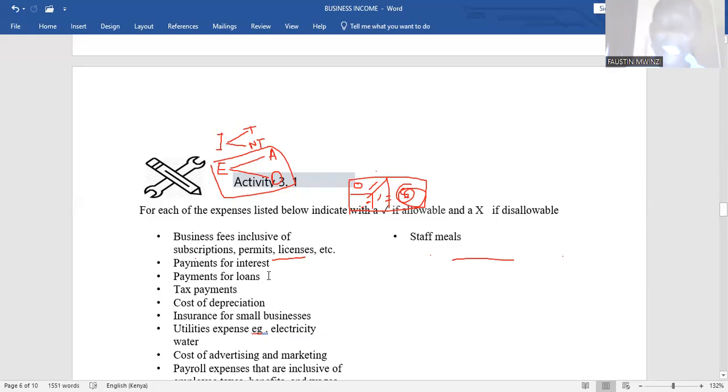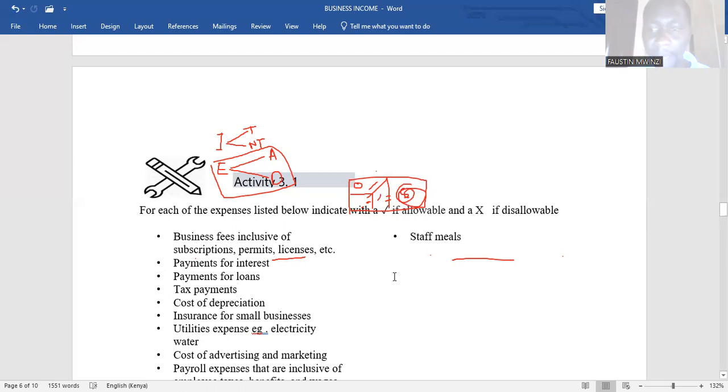And you are guessing it is not allowable. If I give you 10,000 and after 2 weeks you return to me 10,000, how did you incur an expense in that transaction? How did it cost you? The cost is if I give you 10,000 and then next week I ask you to bring 11. Now this excess one, which is interest, is an expense to you.